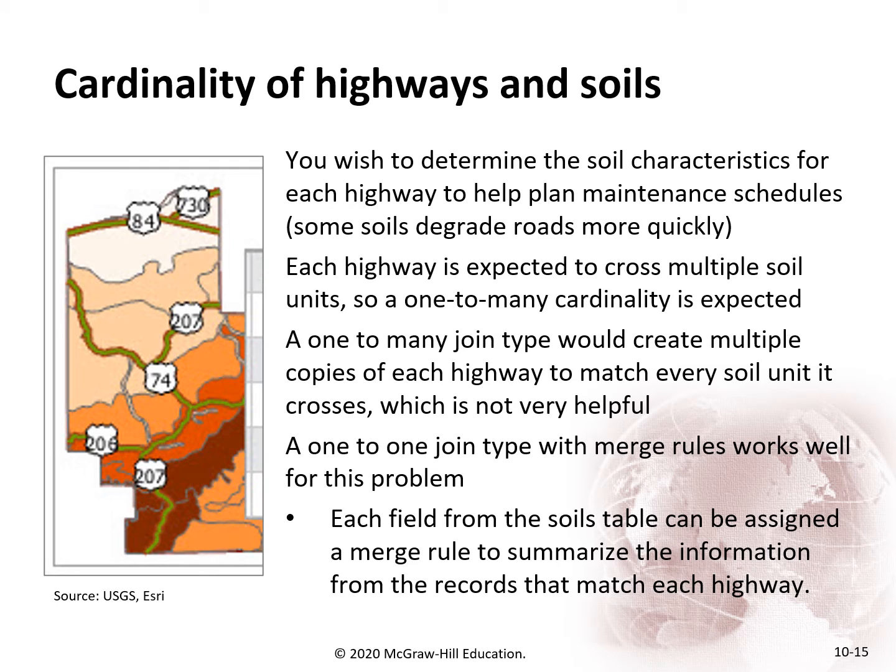Highways and soils, if you want to determine the soil characteristics of each highway to help maintain them, because on some roads, for example, if you apply salt in the winter to fight ice and snow, it can cause the soils to become very compactable and shrink and swell quite a bit as moisture levels change, leading to cracking of the pavement and ultimately causing significant highway damage. So each highway, we would imagine, would cross a lot of these units, and so one-to-many is expected. If you do a one-to-many type join, it'll create multiple copies of each highway to match every soil unit, and that doesn't do squat for you.